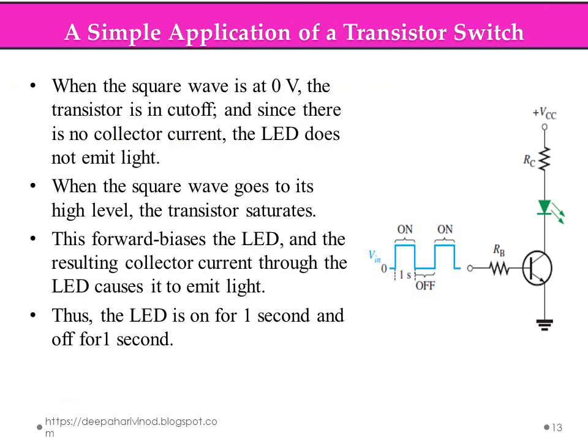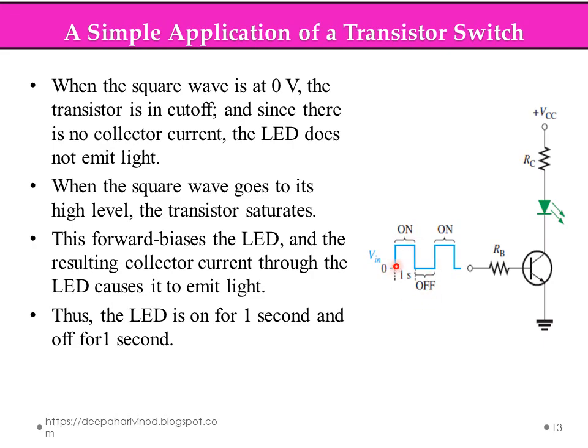A simple application of a transistor switch, that is an LED, light emitting diode, is connected as shown in the figure. Rest we discussed. It is a transistor acting as a switch. Along with that we have an LED here. So when the square wave is at 0 volt, the transistor is in the cutoff. The time period of 2 seconds is given, that is, starting from here to here.